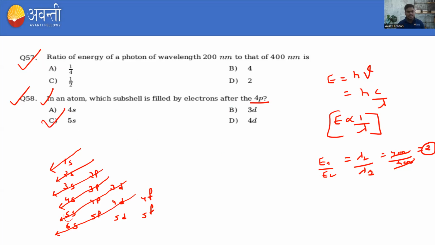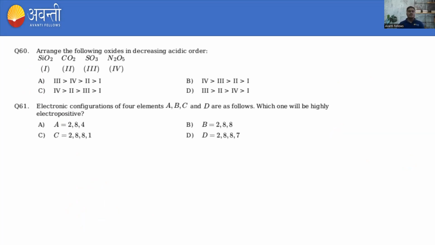So which one is correct? That is option C. The 5s is correct. After 4p, we have 5s. So you have to fill the electron in the 5s. This is how, by using the Aufbau principle, we know that the electron is filled according to the increasing level of energy, right? So after 4p, the next subshell in which we fill the electron is 5s. Okay? Sure. Now let's move to the next question, that is question number 16.